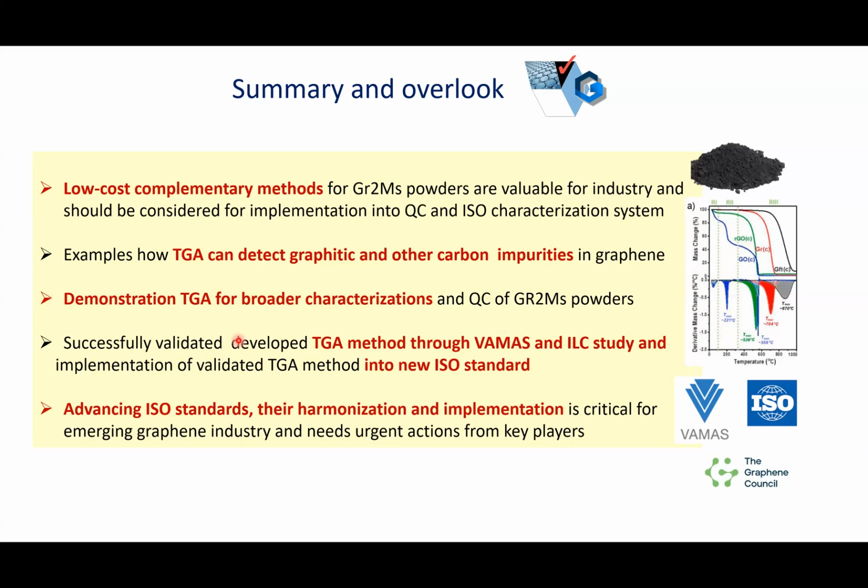Finally, my message is on advancing ISO standards. Their harmonization and implementation are critical for the emerging graphene industry, and there is a need for urgent action from all players, including the ISO committee, VAMAS, metrology organizations, the Graphene Council, and industry. And I believe meetings such as this are very helpful to get these actions done.